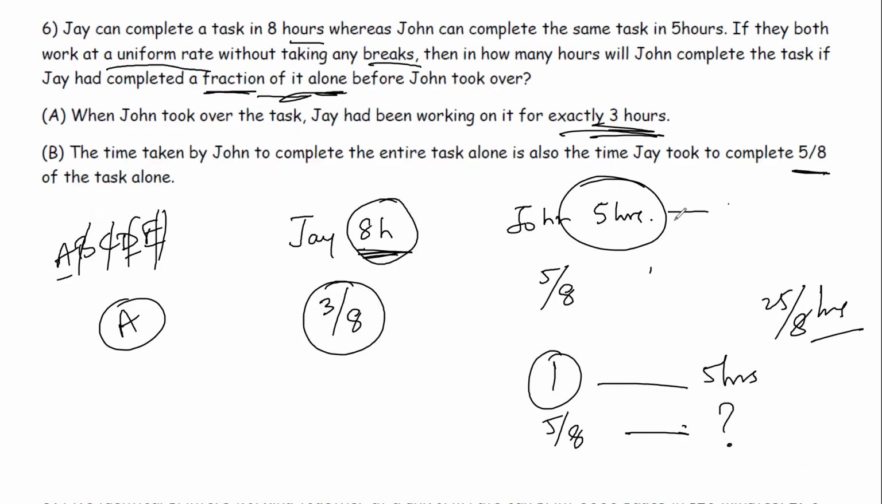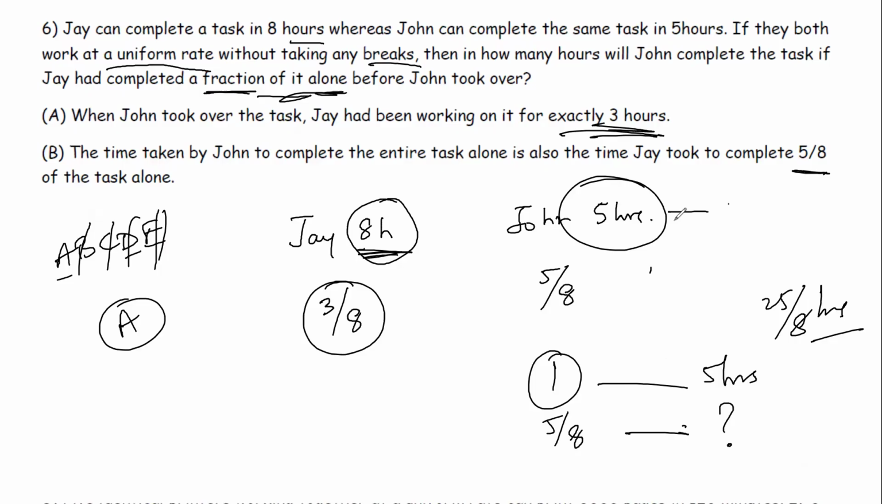Anyway, this B statement is not coming out the way I intended it to. If you strictly go with the way I've worded the question, then you might assume that the fraction is 5/8. That the time taken by John to complete the entire task alone is also the time J took to complete 5/8 of the task alone, right? So it seems that J completed 5/8 of the task, so 3/8 is remaining. It's the other way around of A.